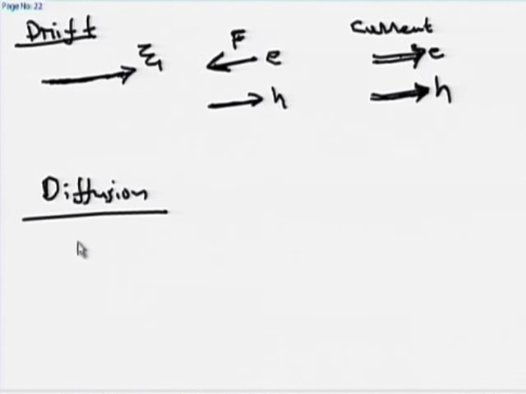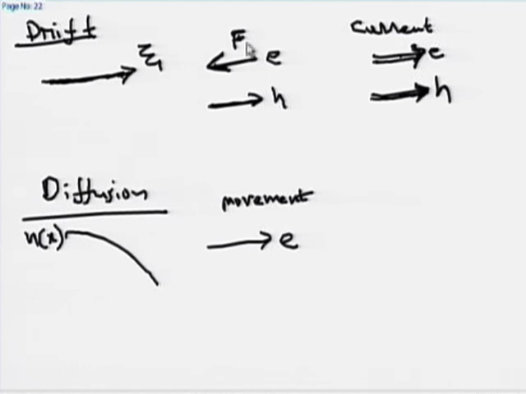What happens in diffusion? Suppose I have this profile of n(x), electron concentration, n for electrons. If I have this profile of electrons, what is the direction in which the electrons will move? High concentration to low concentration. So electrons will move in this direction. Here we talked about the force, here we are talking about movement.